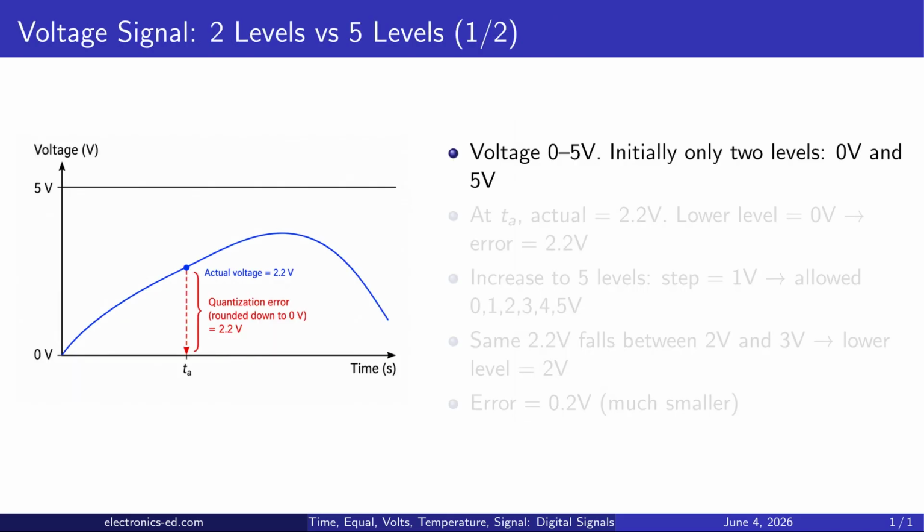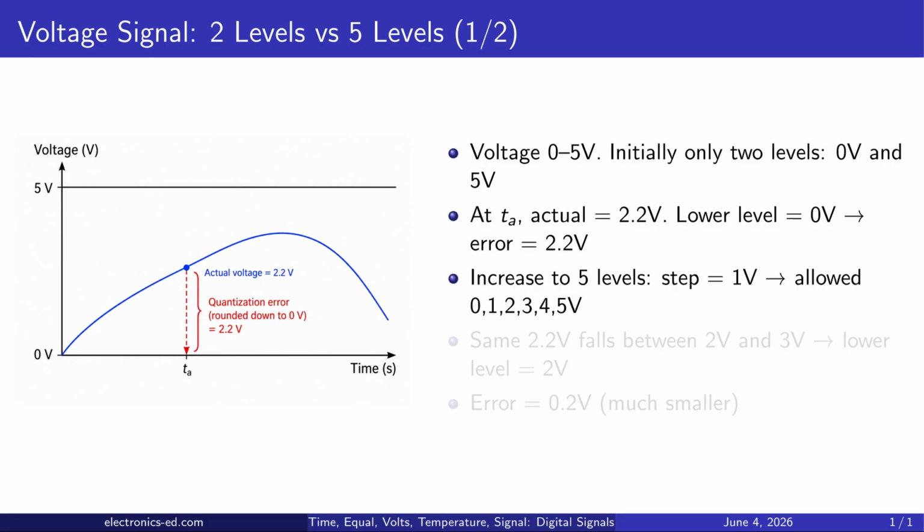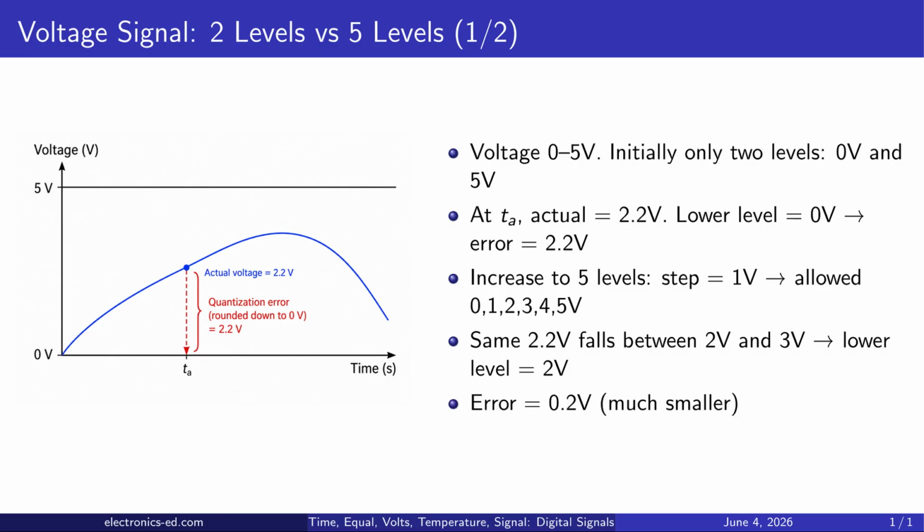Imagine a voltage range from 0 to 5 volts. First, we use only 2 levels, 0 volts and 5 volts. At time t sub, the actual voltage is 2.2 volts. The lower level is 0 volts, so the error is 2.2 volts. Now increase to 5 levels. Step size is 1 volt, so allowed values are 0, 1, 2, 3, 4, and 5 volts. The same 2.2 volts falls between 2 and 3 volts, so the lower level is 2 volts. The error is now only 0.2 volts, which is much smaller.